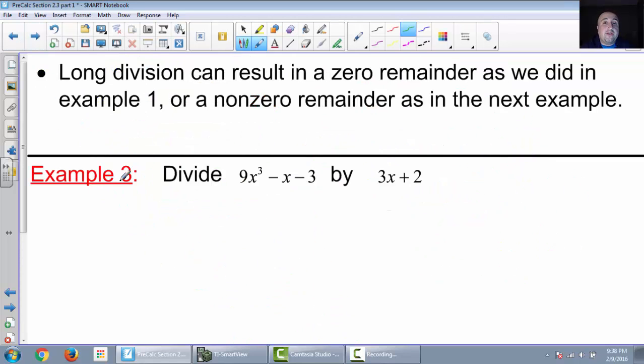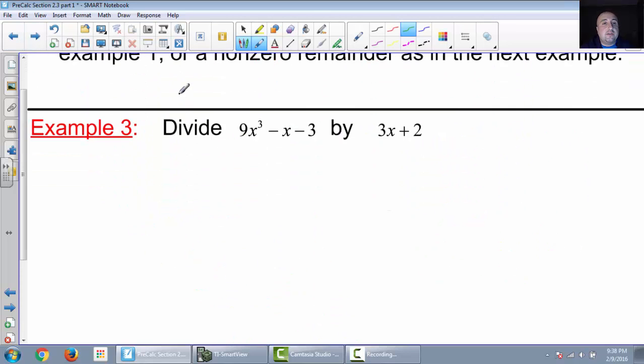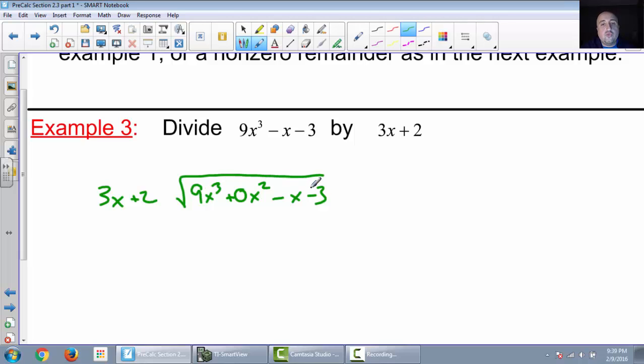Sometimes a remainder happens. Okay, so we're going to see a problem that actually gives you a remainder. All right, so we're going to do 3x plus 2, and we're going to divide by 9x cubed. Now notice our x squared term is gone, so we have to put a placeholder in. It's plus 0x squared minus x minus 3. It has to go 3, 2, 1, 0.